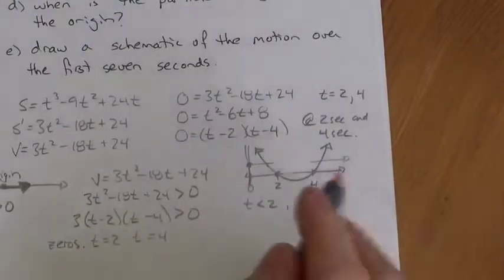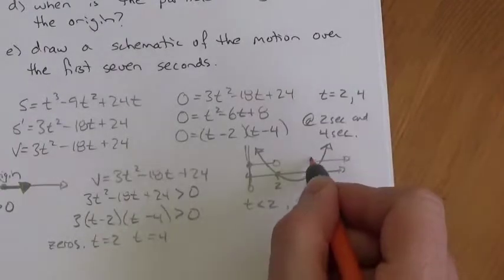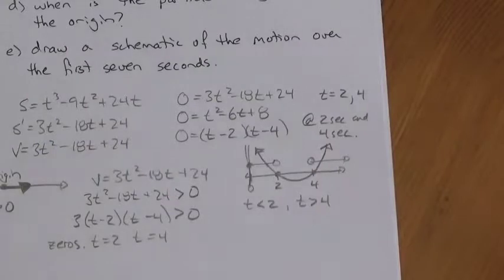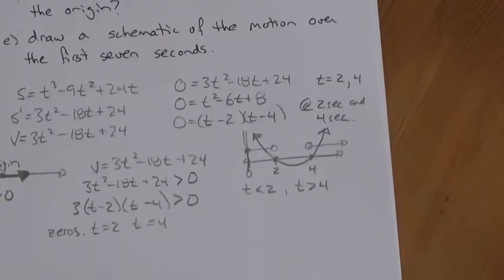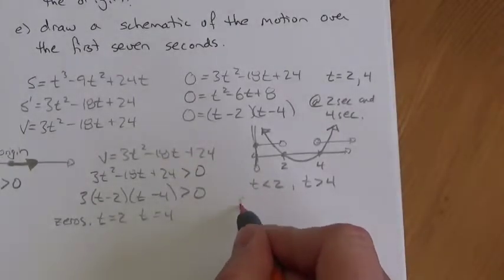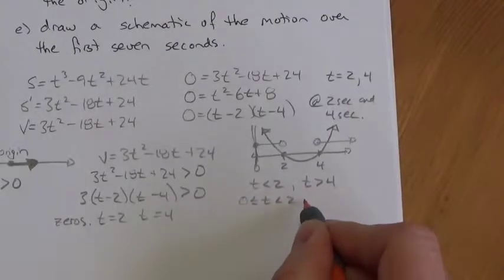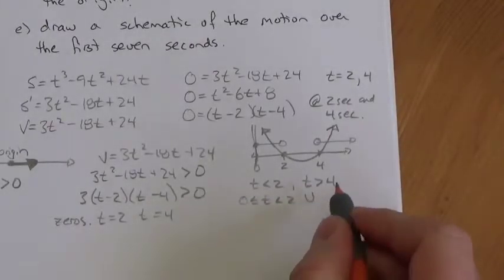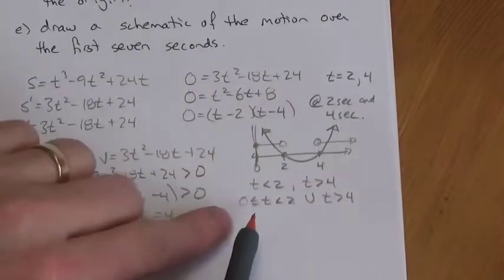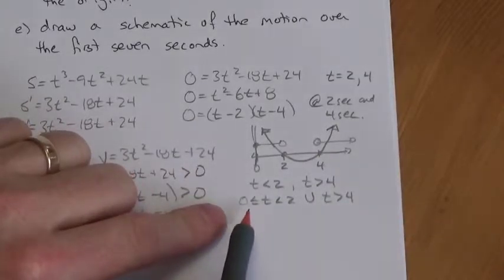And in fact, as I come forward to 2, notice that I'm not even going to include the 2. I'm also not going to include the 4 because that's where velocity is equal to 0, and I'm not asking for that. I'm asking specifically, where is it moving in the positive direction? So my answer here is really going to be 0 less than or equal to t, less than 2, union, because I want the union here, t greater than 4. Notice I'm not including the 2 and the 4 here, but I am including the 0.